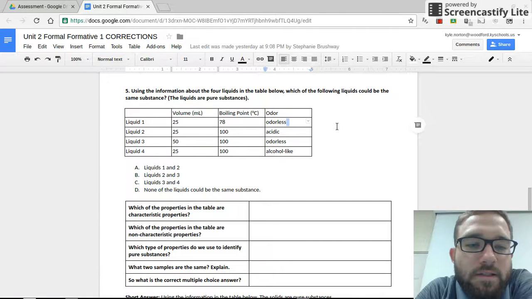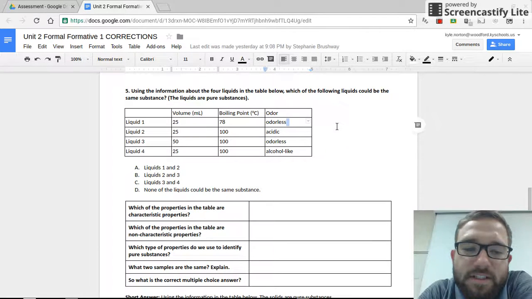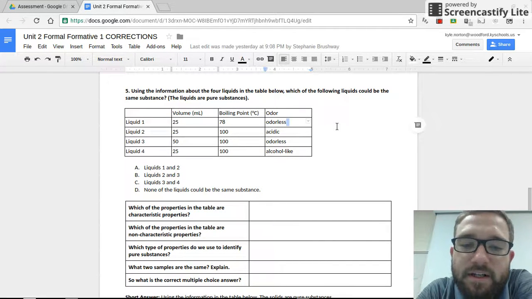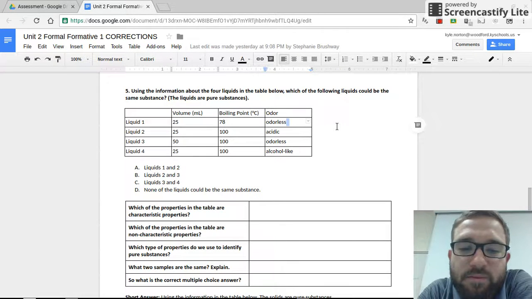Okay, so which of the properties in the table are characteristic properties? That's the first thing you need to know. Which of the properties in the table are non-characteristic properties? That's the second thing you need to know. Which type of properties do we use to identify pure substances? That's the third thing you need to know. What 2 samples are the same? Explain. So what is the correct multiple choice answer?